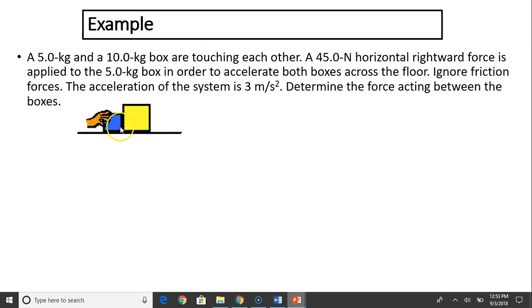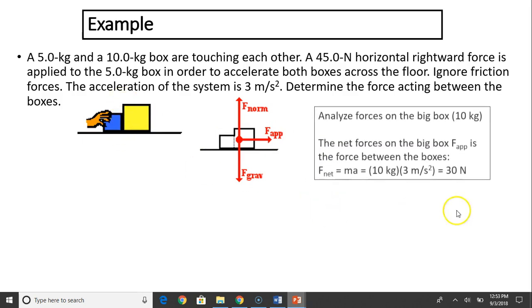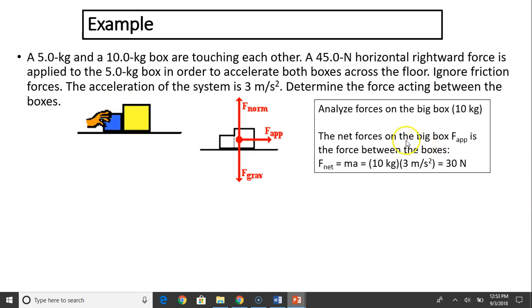So this is asking for the force between, so we have to separate them. Let's do the big box first. Why do we do the big box? Because the big box has fewer forces. So here are the forces acting on the big box. Gravity and normal force cancel out. And this applied force is really the force between the two boxes. So the net force on the big box, F applied, is the force between the boxes. That's F net equals MA. The big box's mass is 10 and it's accelerating at 3, so you have 30 newtons.